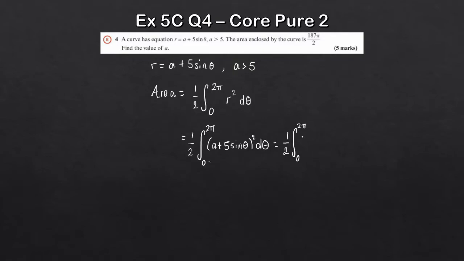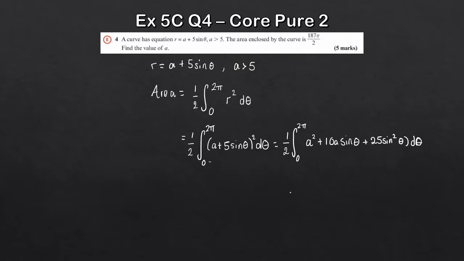So what's r squared? That's going to be a times a, so I'm going to get a squared. I'm going to have a times 5 sine, and then another lot of a times 5 sine. So in total I've got 10a sine theta. If you find it easy, you can just write two of the brackets out just to see the multiplication a bit easier. And then finally 5 sine theta times 5 sine theta, so we're going to get 25 sine squared theta d theta.